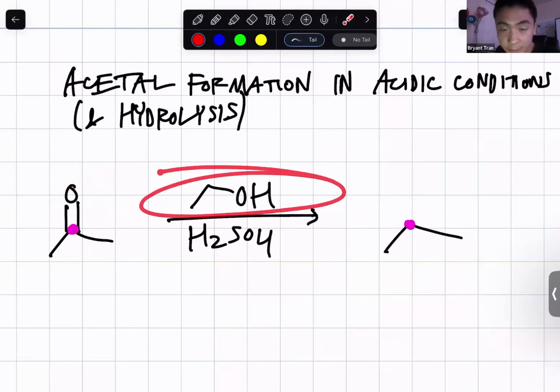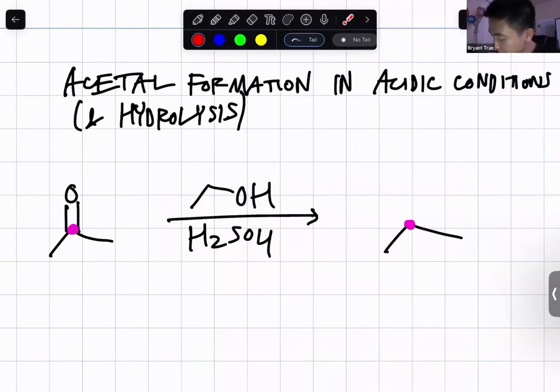This is going to be in excess, so there's going to be a lot of those alcohols around. In acidic conditions, we're going to add 2 of the OR groups of the alcohol. So the hydrogens are not going to be there. I'm going to go over the mechanism as well, but I'm going to show you the shortcut, the trick on how to predict the product quickly if this shows up for predict the product.